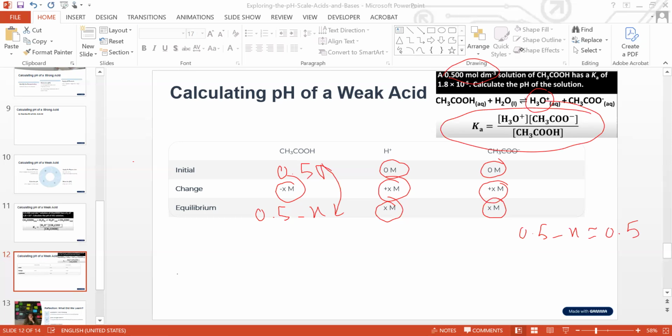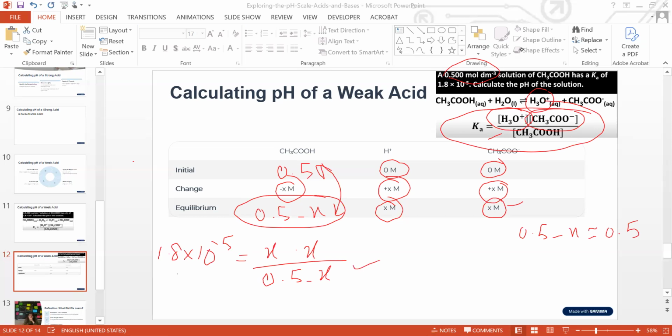The value of dissociation constant Ka is 1.8 times 10 raised to power minus 5. For hydronium ion, it is X. For the acetate ion, it is also X, divided by the concentration at equilibrium, which is 0.5 minus X. As I told you, it is almost equal to the initial concentration. Therefore, we can write it as 1.8 times 10 raised to power minus 5 is equal to X square over 0.5.